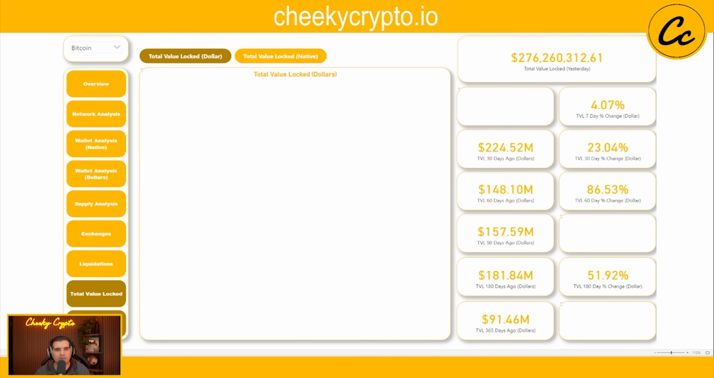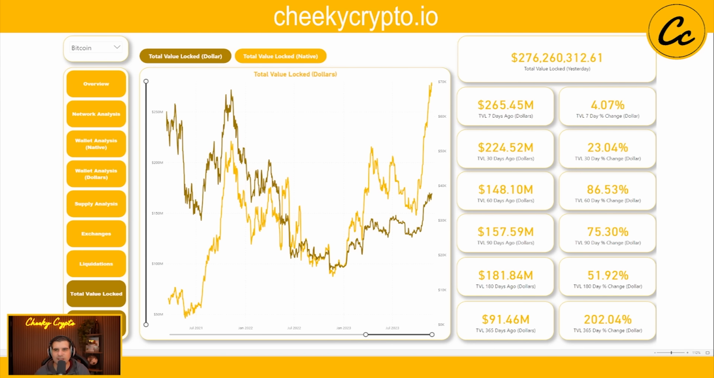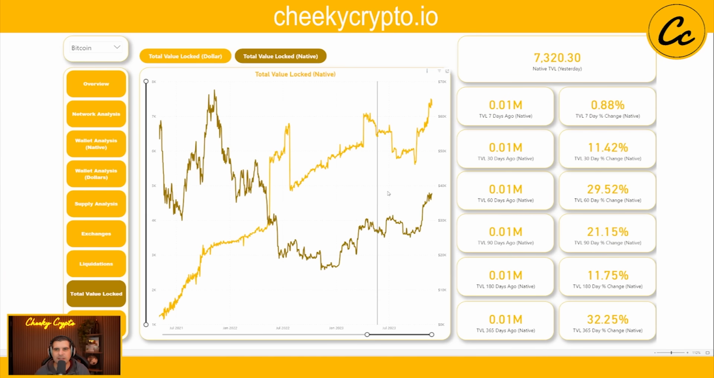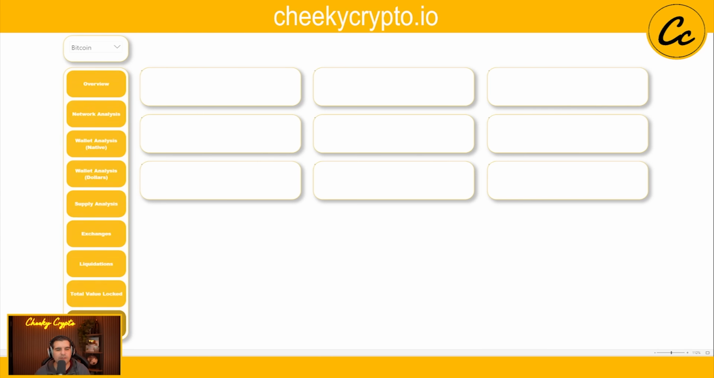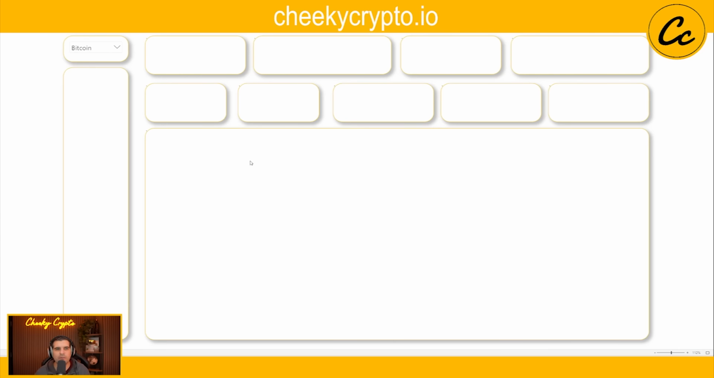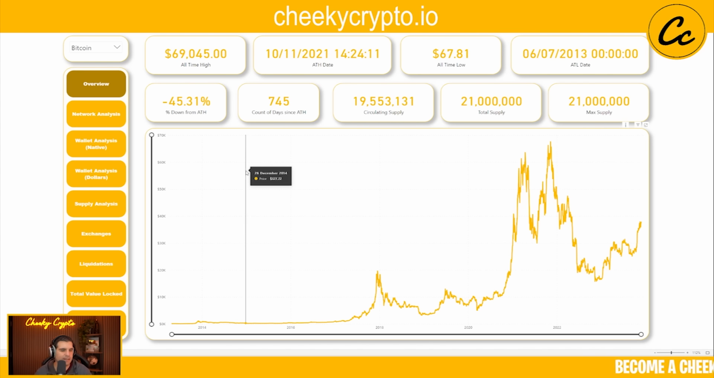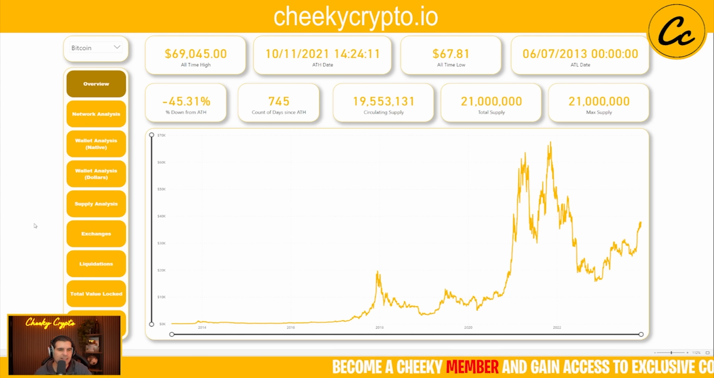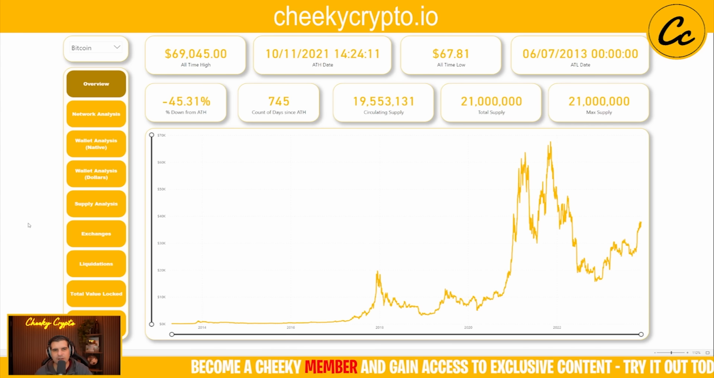We have total value locked. Again, it's some interesting stuff going on at the dollar value, but you can also flip this into native tokens. And of course, we have miner data as well. But overall, that's the on-chain analytics. Okay, so a few interesting things going on there with the on-chain data. So hopefully some of that is really useful to you guys.